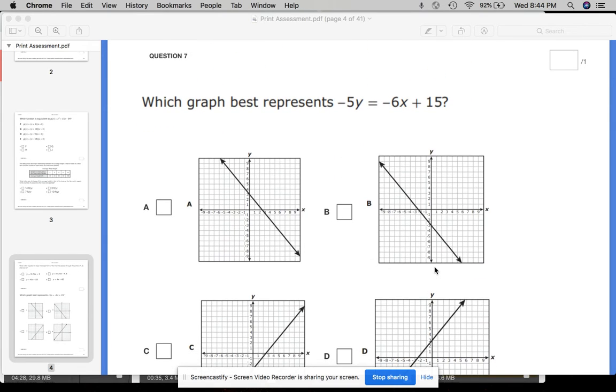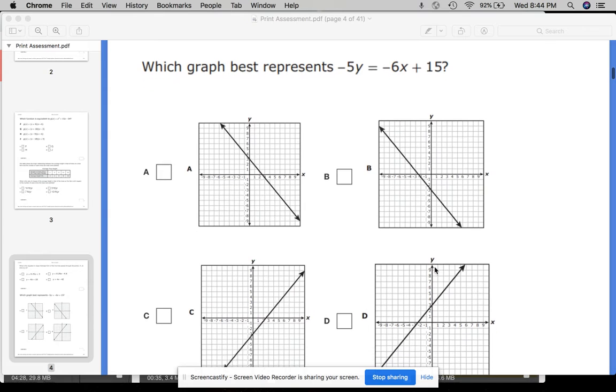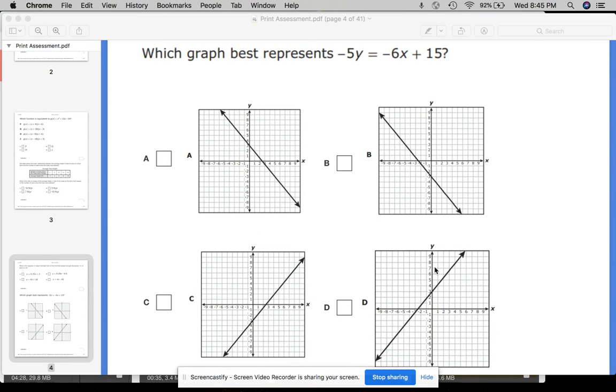Question 7. Which graph best represents negative 5y equals negative 6x plus 15? A, x, y. B, x, y. C, x, y. D, x, y.